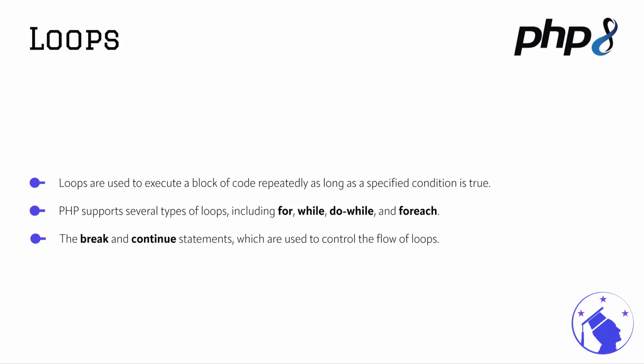In this session, we will learn about loops in PHP. Loops are used to execute a block of code repeatedly as long as a specified condition is true. PHP supports several types of loops, including for, while, do while, and foreach. We will also cover the continue and break statements, which are used to control the flow of loops.